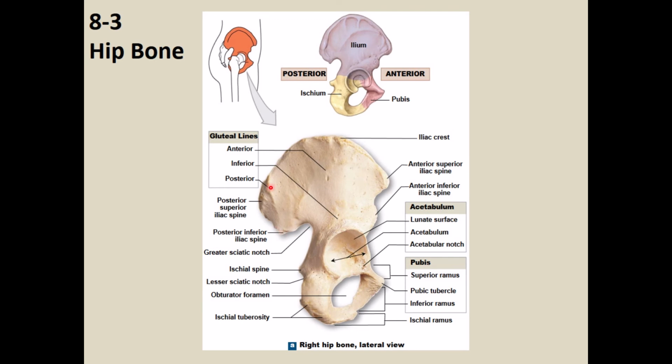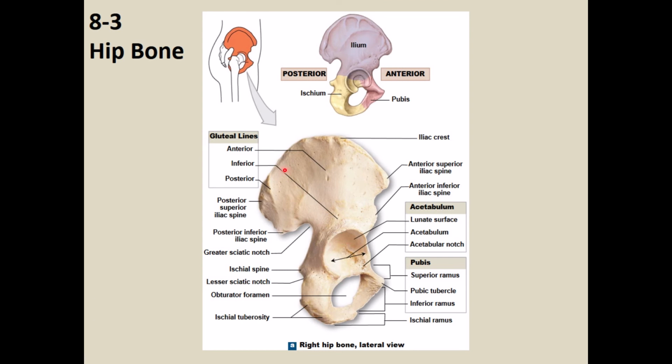You also have some lines. These are the gluteal lines, this one and this one all the way. This is where the gluteal muscles attach. Acetabulum itself is made of all 3 different bones: ilium, pubis and ischium together. That makes the acetabulum.